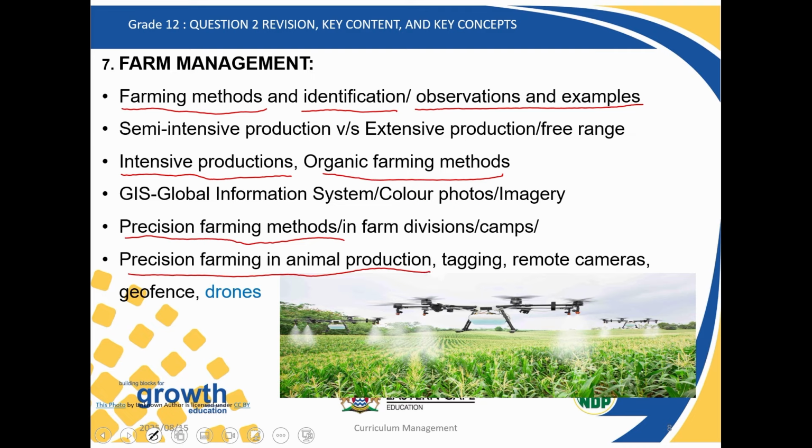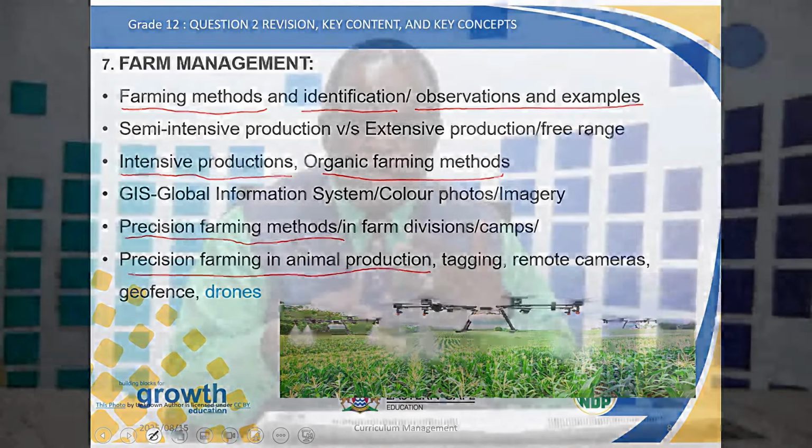Now, very, very importantly, when we talk of precision farming methods, it does not necessarily mean that it's only applicable or used when we are talking about crop production. It's used also when we're talking about animal production, usage of drones and the like. Precision farming methods in crop production, precision farming method in animal production. You're talking about your remote cameras, your geofencing and the like.